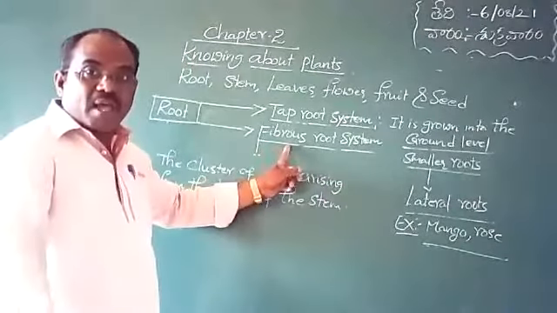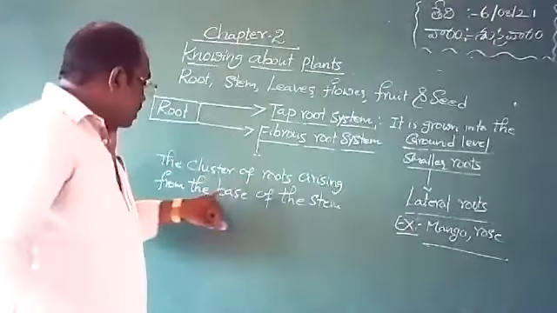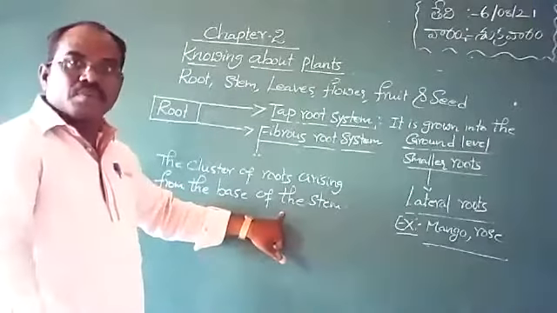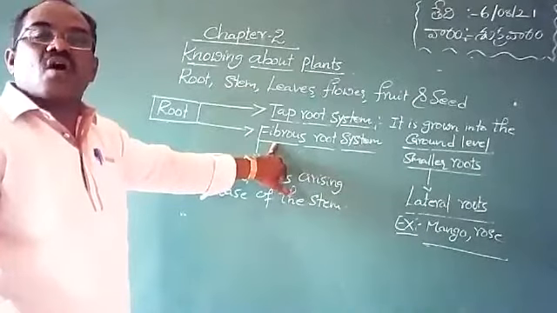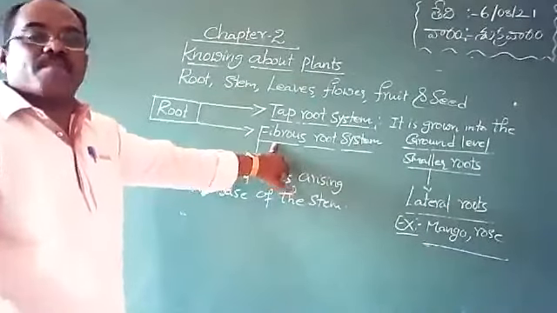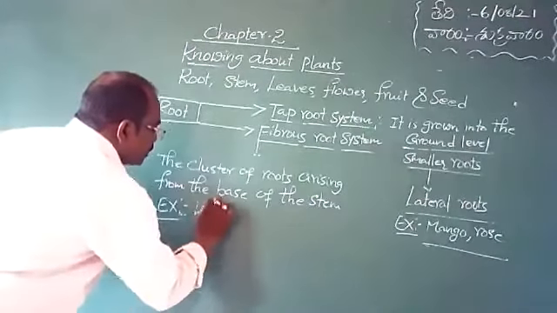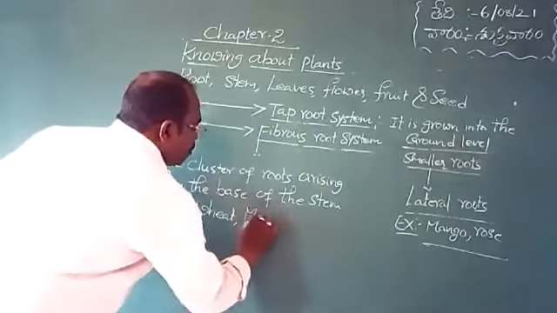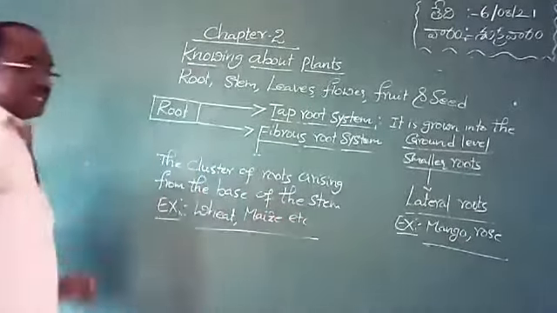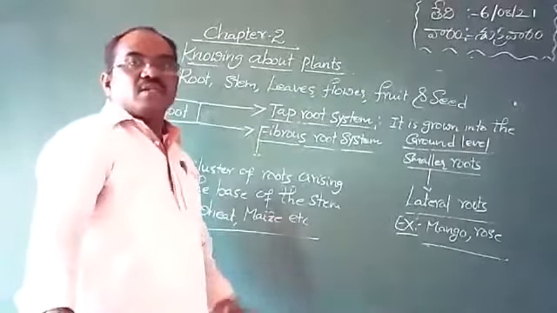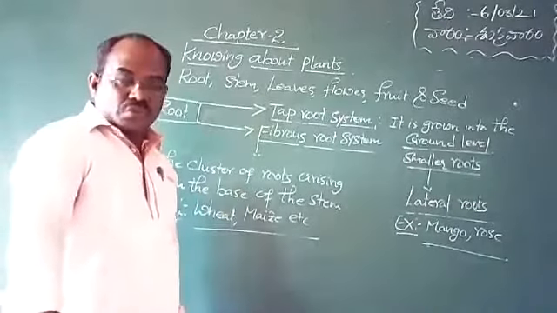What is meant by fibrous root system? The cluster of roots arising from the base of the stem. This is called fibrous root system. Example, wheat, maize, etc.